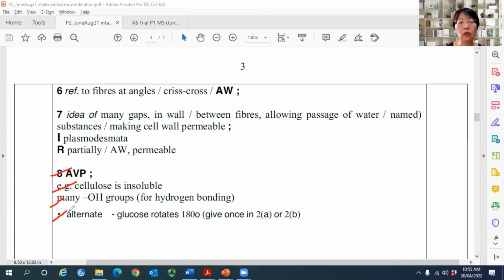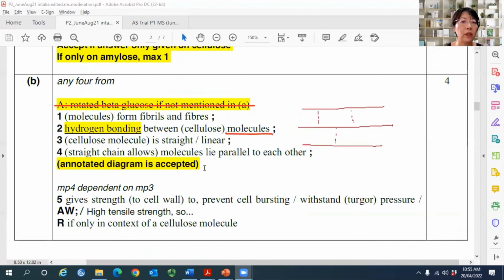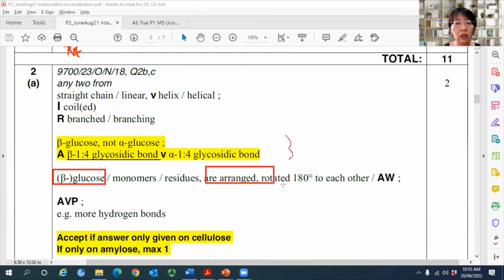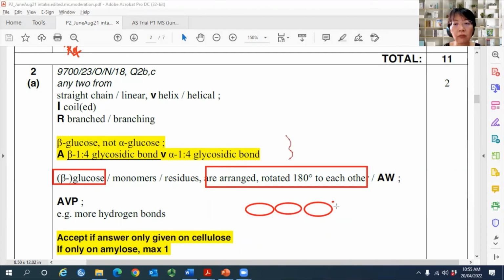And one more mark is given for those who write that glucose rotates 180 degrees. This is only given 1 mark either in 2A or 2B. Okay, what do I mean by 2A and 2B? Sorry, I forgot to mention these two. See, beta glucose units are arranged 180 degrees to each other. That means along the chain, which is made up of beta glucose, so this is the chain of beta glucose, right?